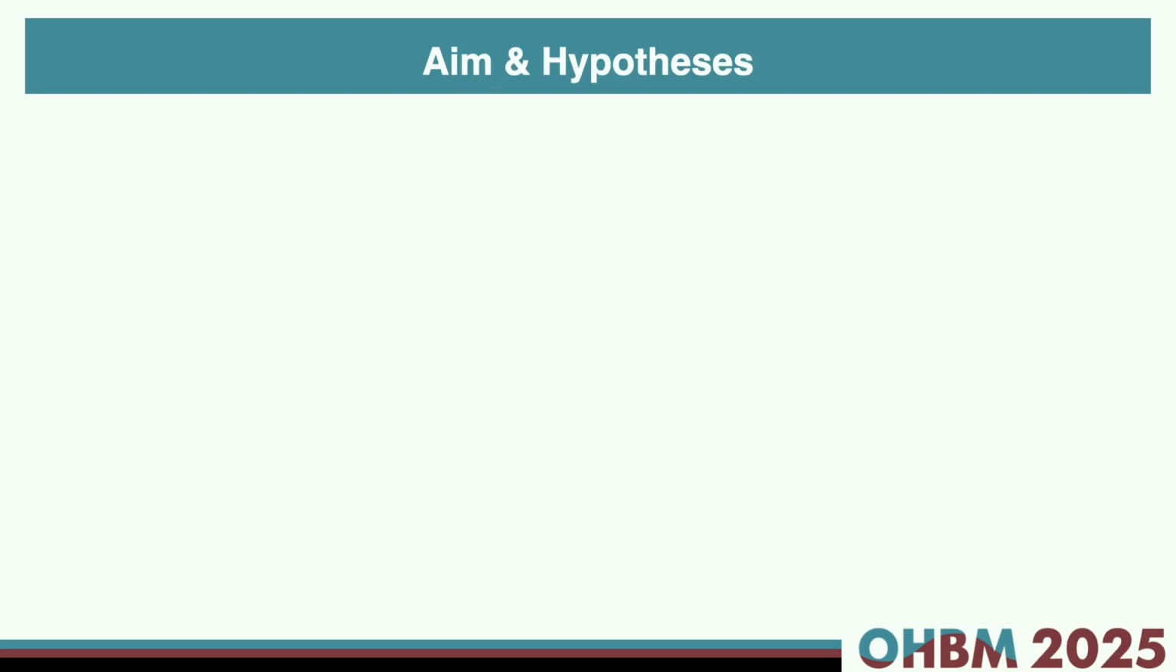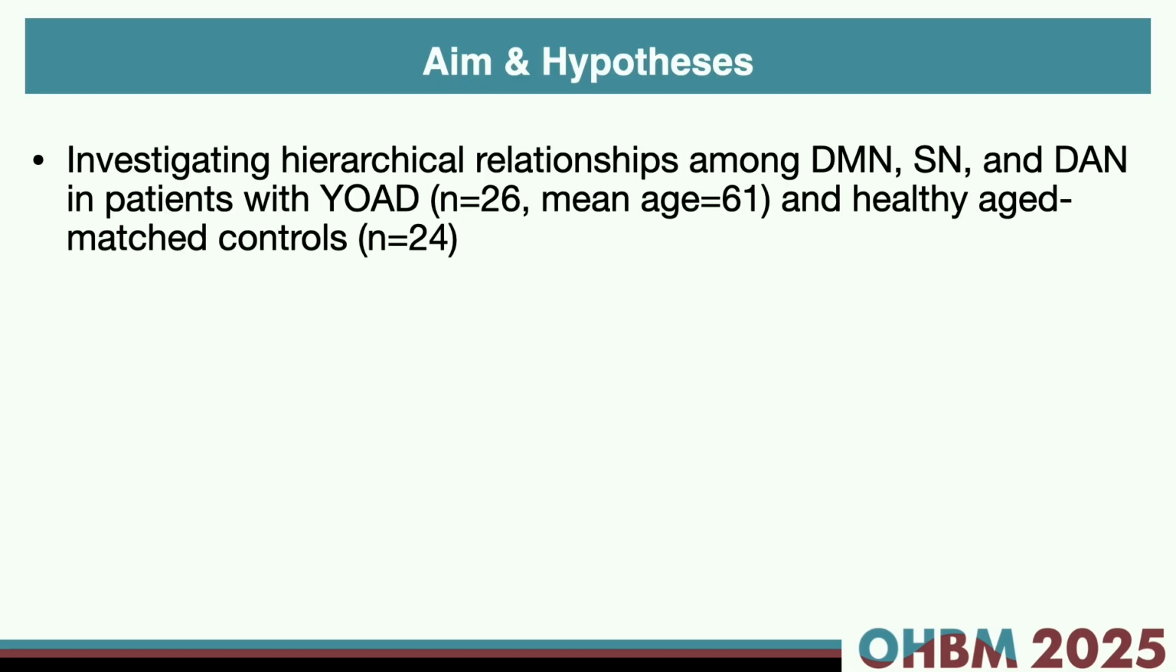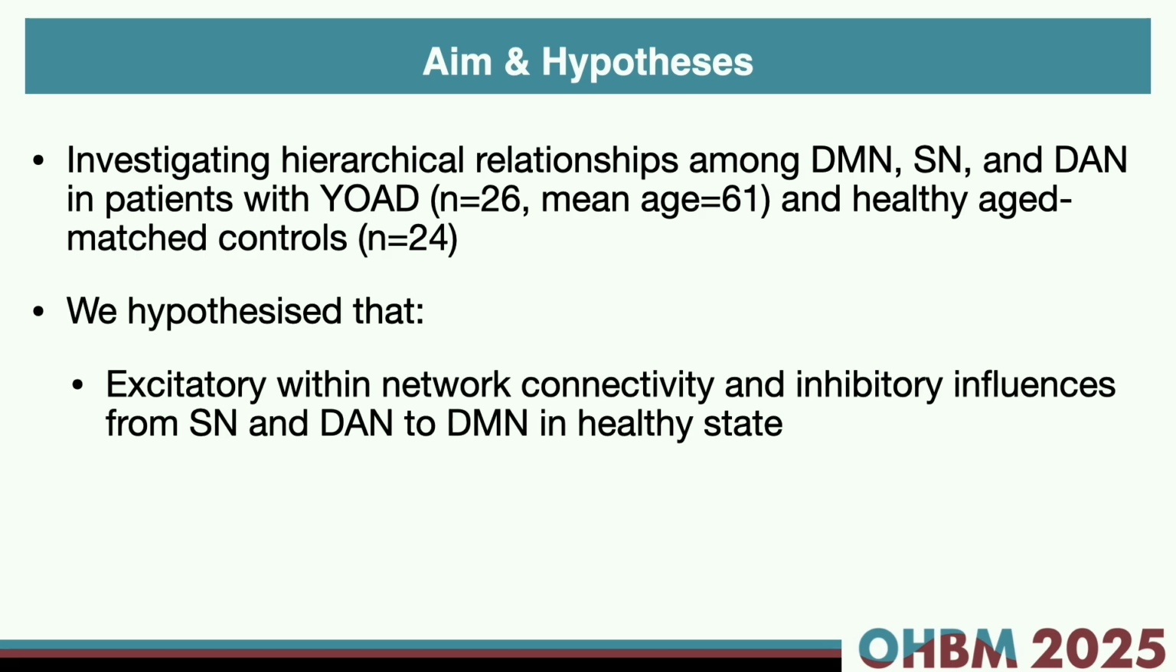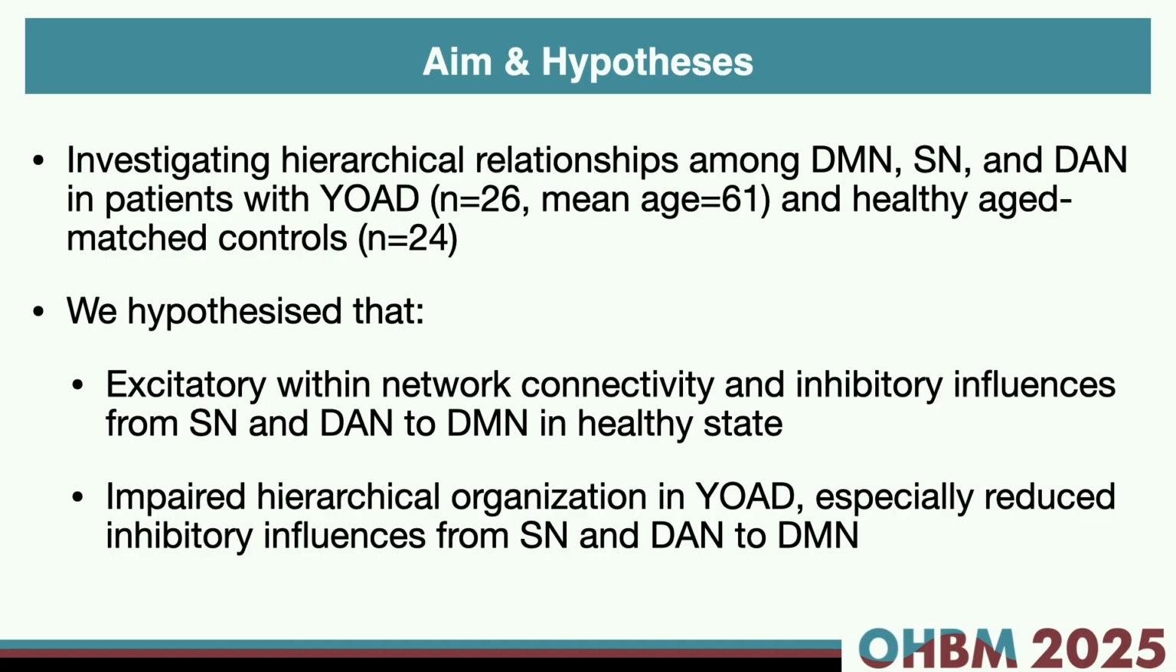In the current study, we aim to investigate hierarchical relationships among the DMN, salience network, and dorsal attention network in patients with young-onset Alzheimer's disease and healthy controls. We expected to find excitatory within-network connectivity and inhibitory influences from task-positive networks to the DMN in the healthy state. We also hypothesized that this hierarchical organization would be impaired in young-onset Alzheimer's disease. We specifically expected to find reduced inhibitory influences from task-positive networks to the DMN, which can also explain why we found hyperconnectivity in the DMN previously.